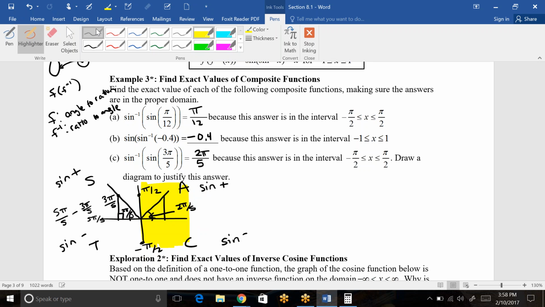Now, for us, our answer is 2 pi over 5 because that is measured from 0 to this amount. If you were down here, you'd have to tell me it was negative 2 pi over 5 because that would be in the clockwise direction. So just because this isn't in the negative pi over 2 to pi over 2 doesn't mean we can't find an angle with a reference angle that's in a quadrant that has the same ratio value as the sine we were originally given.